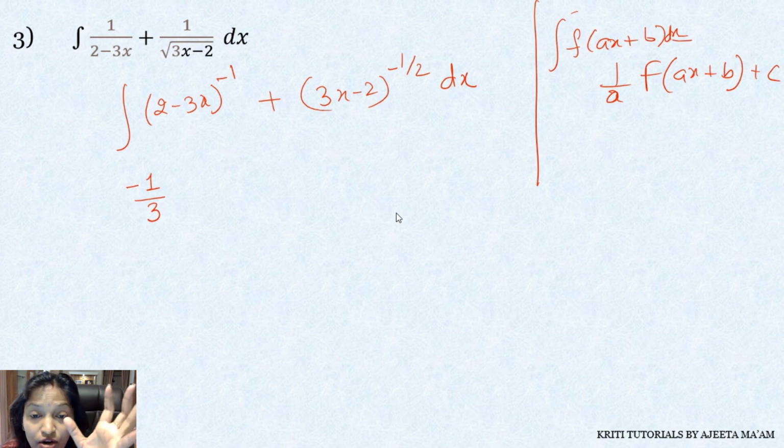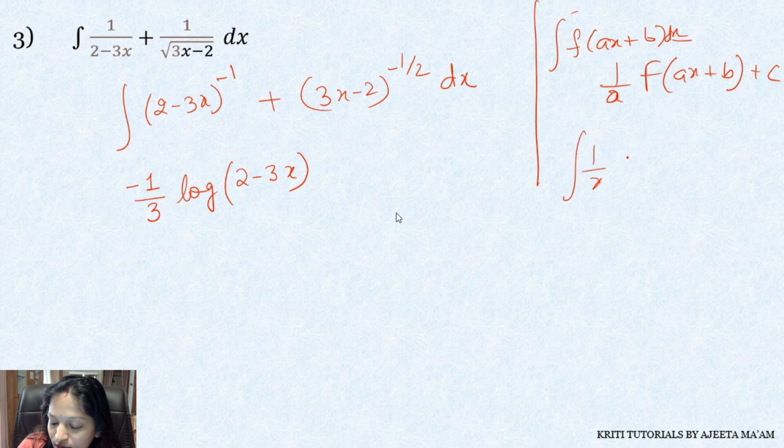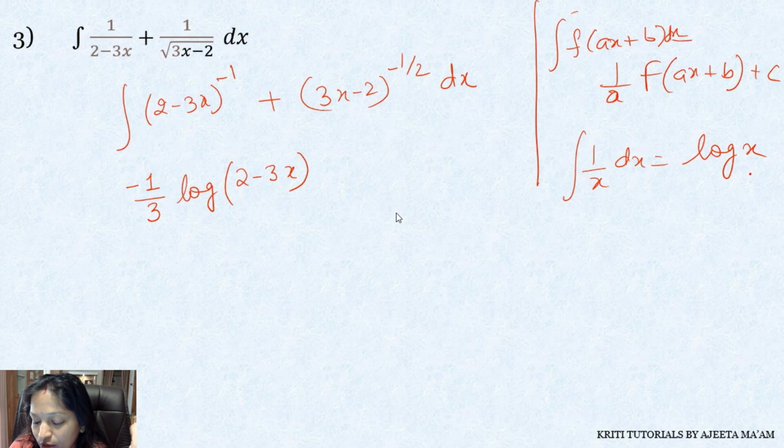Now what is the integral of x raised to minus 1, or 1 upon x? Log, right? So here we get log of 2 minus 3x. So here I write, the integral of 1 upon x is log x, right? So that is what we are doing here. So x raised to minus 1 means log x.